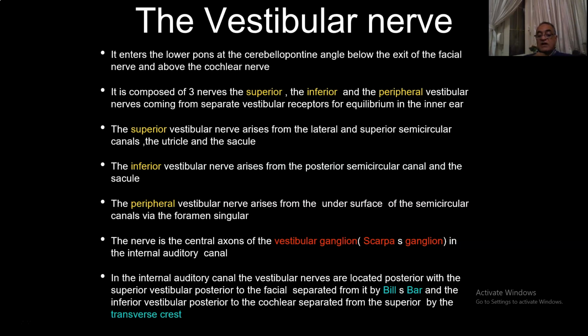The receptors are present on the undersurface of the semicircular canals, and it passes in the internal auditory canal, reaches it via the foramen singulare, as we'll see.